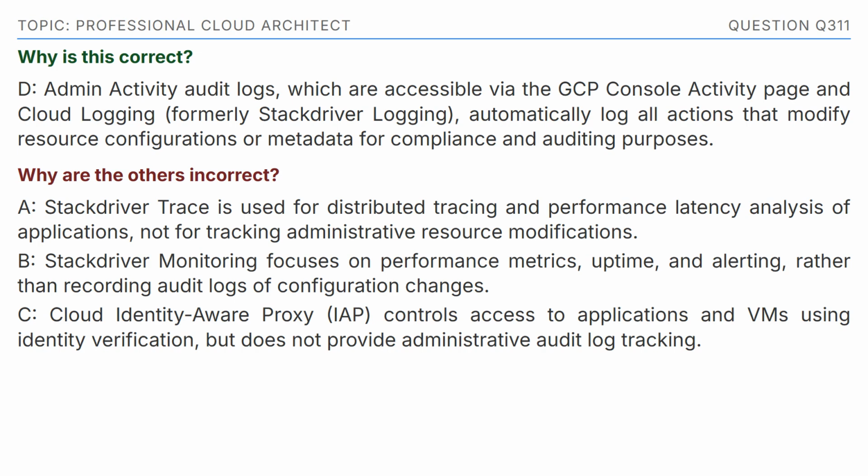Why are the others incorrect? A. Stackdriver trace is used for distributed tracing and performance latency analysis of applications, not for tracking administrative resource modifications. B. Stackdriver monitoring focuses on performance metrics, uptime, and alerting, rather than recording audit logs of configuration changes. C. Cloud Identity Aware Proxy, IAP, controls access to applications and VMs using identity verification, but does not provide administrative audit log tracking.